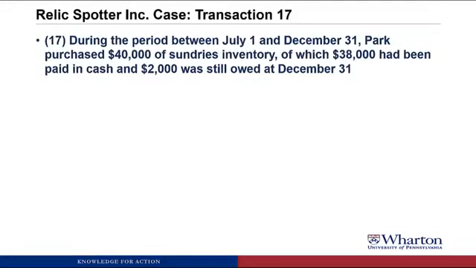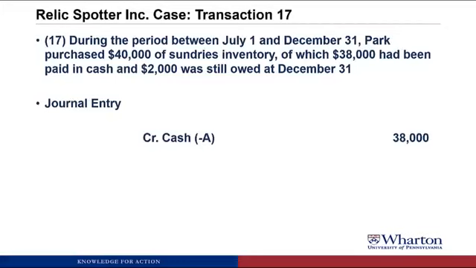Transaction 17. During the period between July 1st and December 31st, Park purchased $40,000 of sundries inventory, of which $38,000 had been paid in cash and $2,000 was still owed at December 31st. So for this journal entry, we're paying $38,000 of cash. We credit cash for $38,000 to make the asset go down.